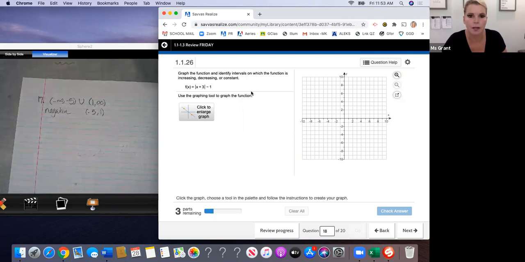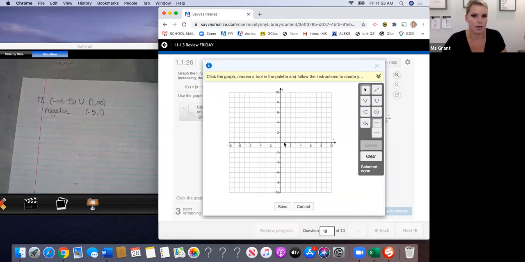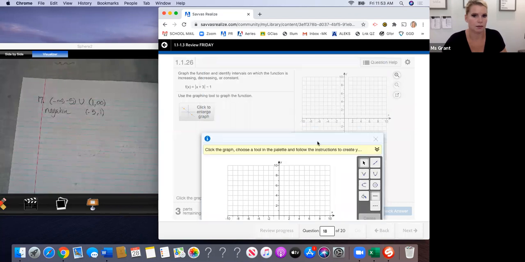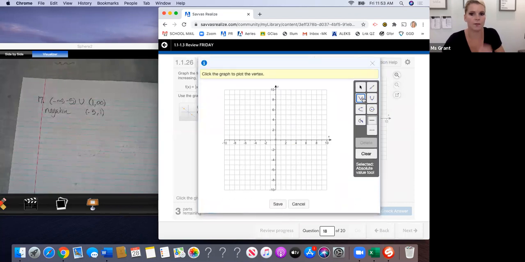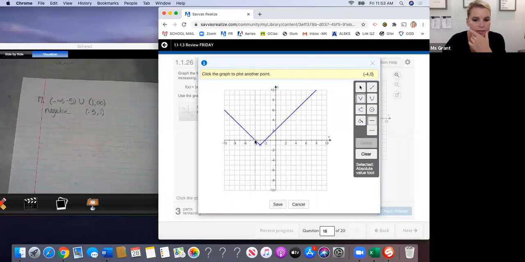It's on something else. Graph the function, identify the intervals where the function is increasing, decreasing, or constant. Okay, we're short on time, guys. Real quick. The vertex is -3, -1. Oh, absolute value. -3, -1. The A is just the same, so it's going to be over 1, up 1. Over 2, up 2. Over 3, up 3. That's absolute value.